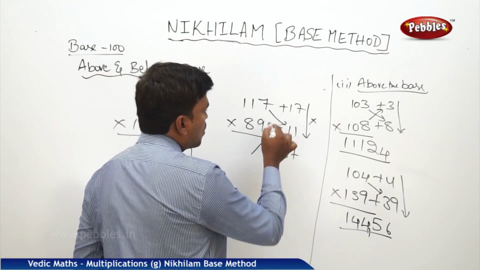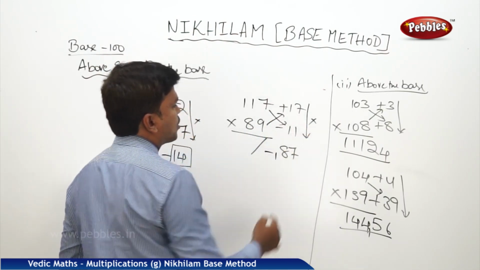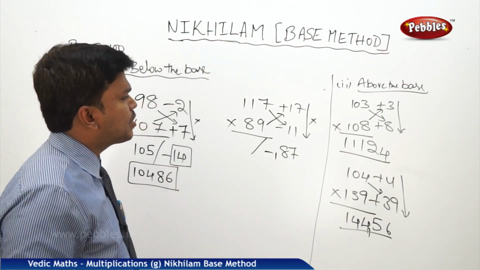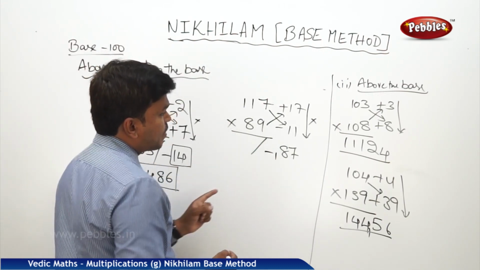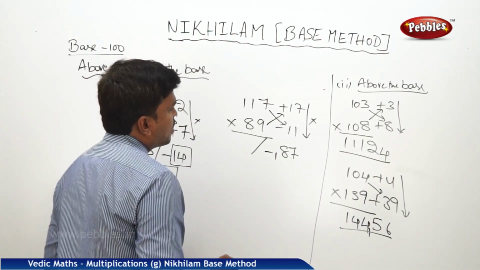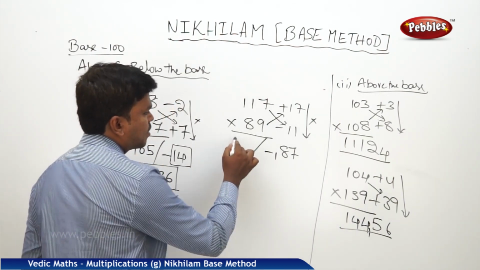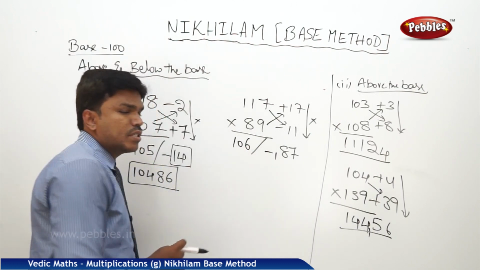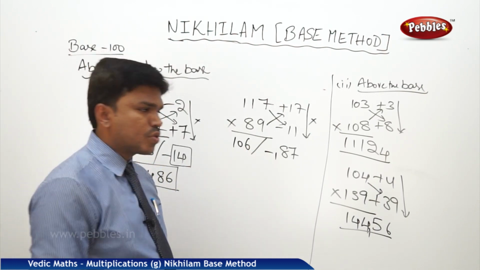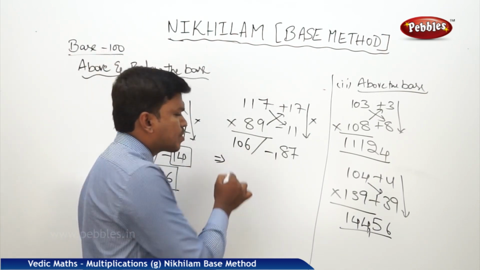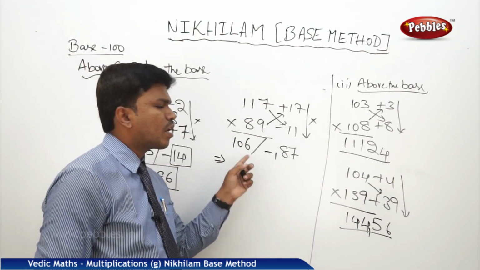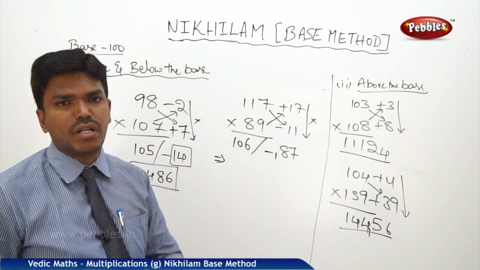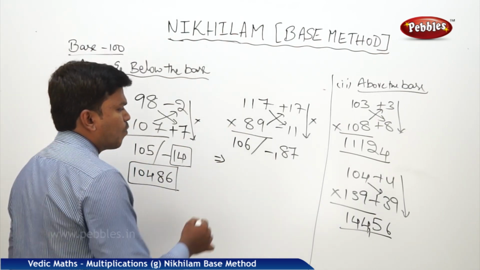Now cross subtraction or cross addition, both will give the same answer. How much? 89 plus 17 or 117 minus 11. It is 106 in the left side part. Now this is not our final answer. So first of all, what is the first step? You need to decrease the left side part of the answer by 1, since there is a minus symbol in the balancing. So 105.